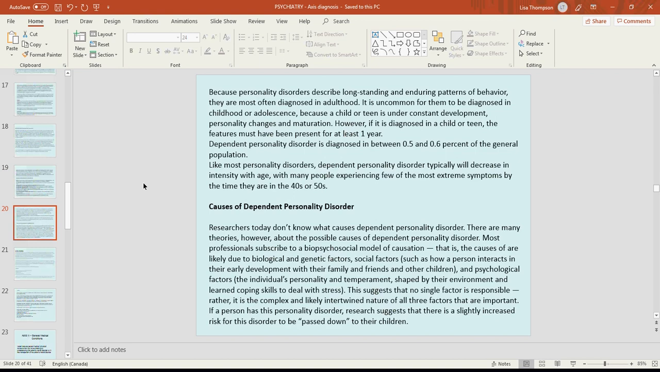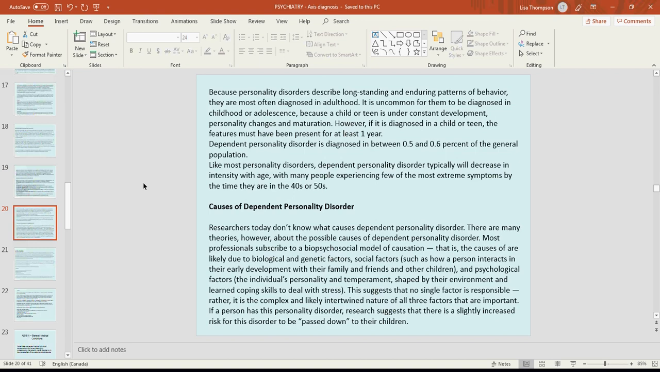It is uncommon for them to be diagnosed in childhood or adolescence because the child or teen is under constant development, personality changes, and maturation. However, it is diagnosed in a child or teen. The features must have been present for at least 1 year. Dependent personality disorder is diagnosed in between 0.5 and 0.6% of the general population.